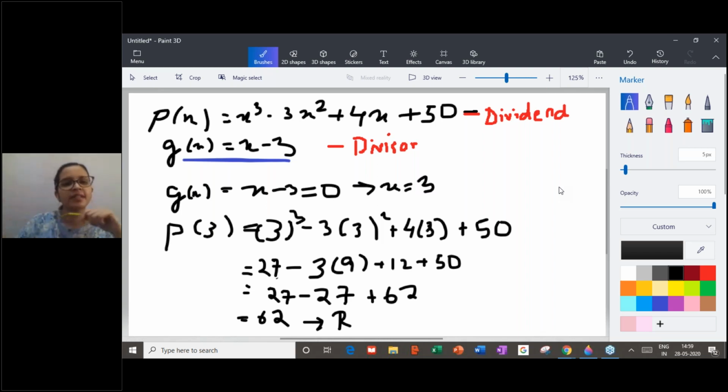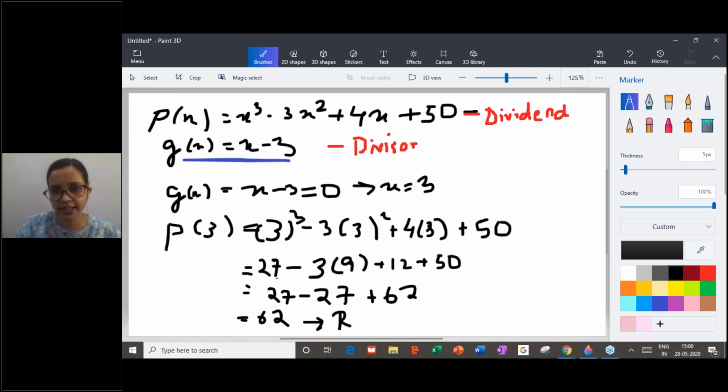So basically, the remainder theorem states you find the zero of g of x, which is nothing but you'll get the value of x, and you substitute that in p of x. So you'll get the remainder directly. You don't need to perform long division. You don't need to do anything. This is the shortest way of solving the question to get a remainder.